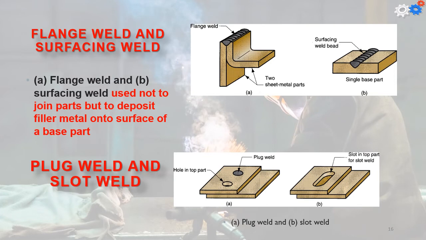The flange weld and the surfacing weld both require some prefabrication processes. The surfacing weld is used not to join the parts, but to deposit filler metal onto the surface of the base part. And the other two types are the plug weld and the slot weld.